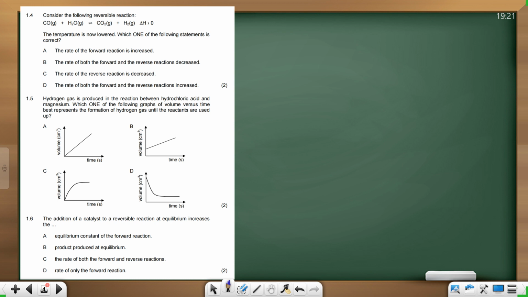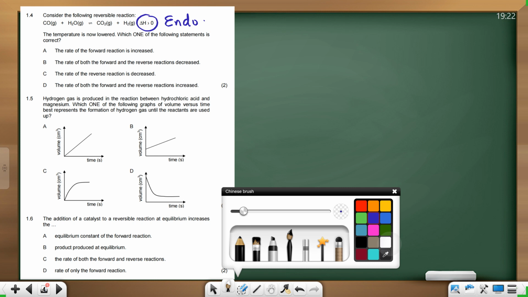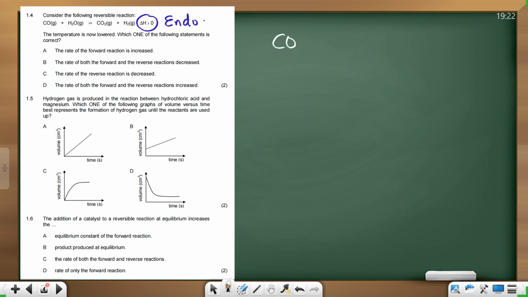Consider the following reversible reactions. You have CO plus H2O, giving CO2 plus H2, and we are told it is endothermic, ΔH greater than 0. Please, very important. The temperature is now lowered. Guys, before you even look at options A, B, C, D, you might be confused. Let's quickly analyze. We want to answer it first and then look for our answer.